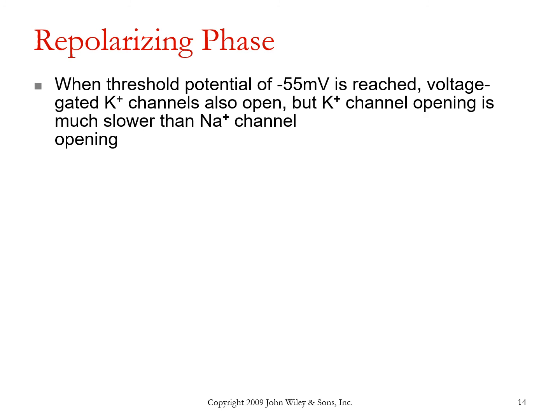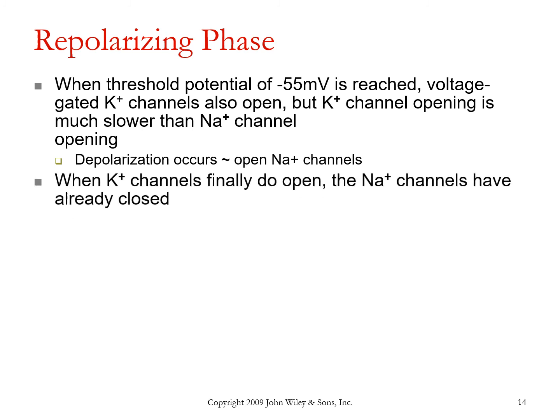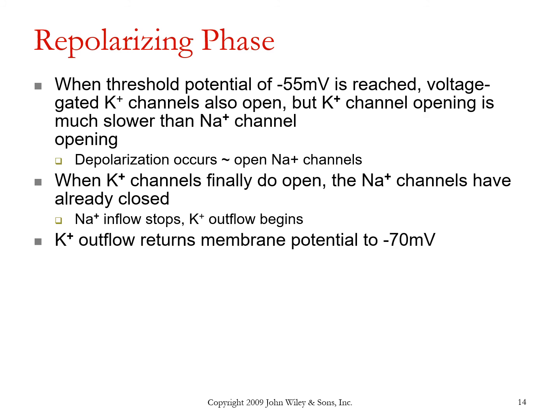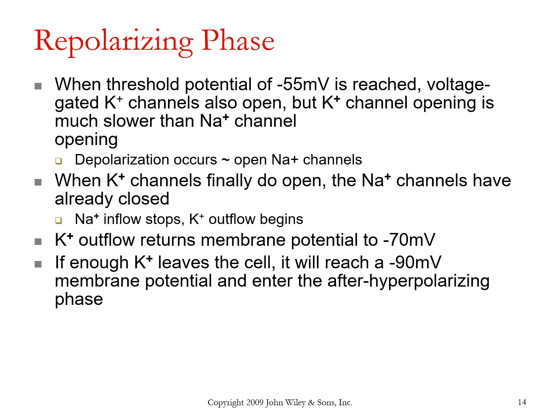Note that when the membrane reached the threshold value of minus 55 millivolts, voltage-gated potassium channels also began to open, but potassium channel opening is much slower than that for the sodium channels. So during that time, depolarization occurred due to the influx of sodium through the open sodium channels. And when the potassium channels finally do open at around positive 30 millivolts, the sodium channels have now closed. So we no longer have the influx of positive charge making the membrane less negative, but the potassium channels are open, and the outflow of potassium now causes the membrane to become negative again, or it repolarizes the membrane down to the resting potential of minus 70 millivolts. Often, again, more potassium leaves the cell than is necessary, and the membrane hyperpolarizes to about minus 90 millivolts.